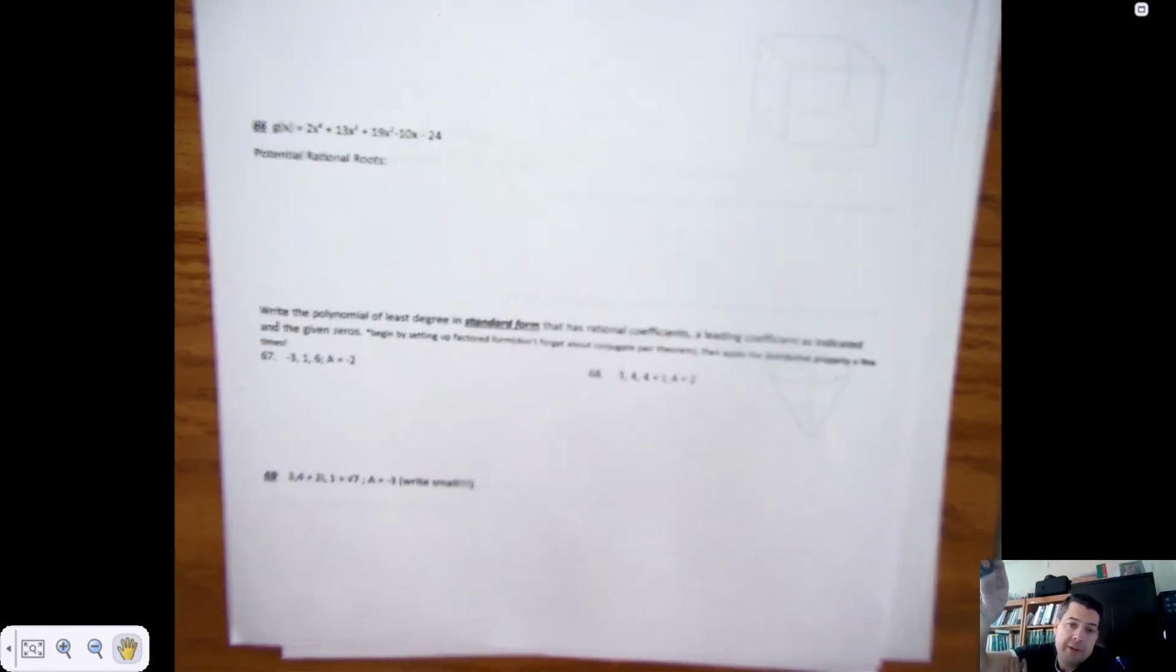We're supposed to write the polynomial of least degree in standard form. So that's going to be the challenge on this one. That has rational coefficients, a leading coefficient as indicated, and the given zeros. So you're supposed to begin this by setting up factored form. And don't forget about what we call the conjugate pair theorem. Then you're going to do a whole lot of distributing.